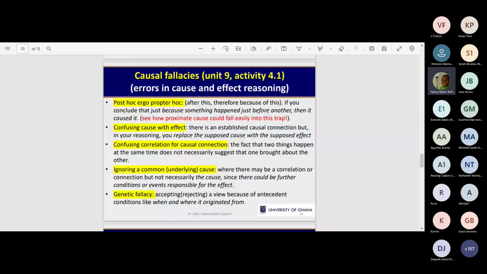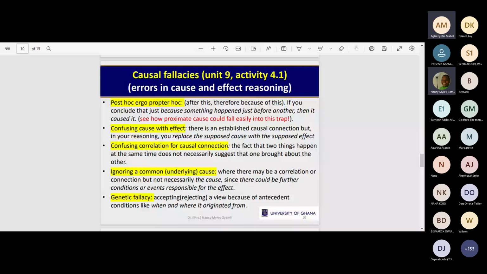Quickly, okay, Mabel is reading. Go ahead, Mabel. Let's do the causal fallacies quickly. Causal fallacy: errors in cause and effect reasoning. Post hoc ergo propter hoc. After this, therefore, because of this.